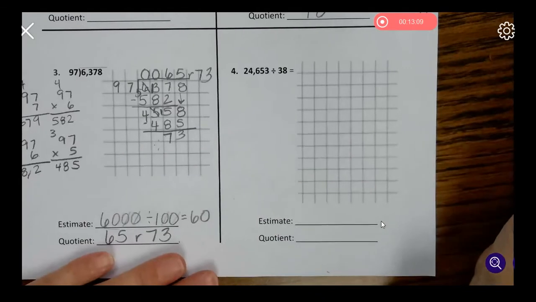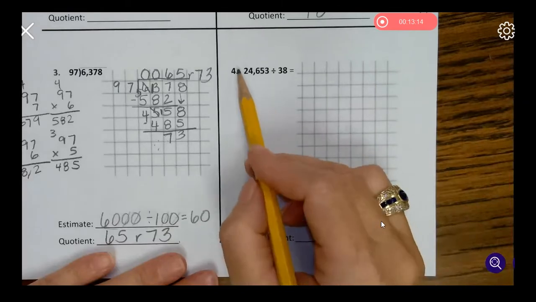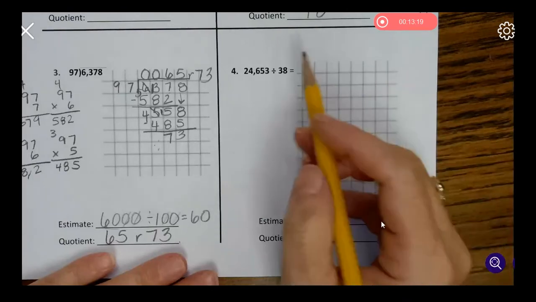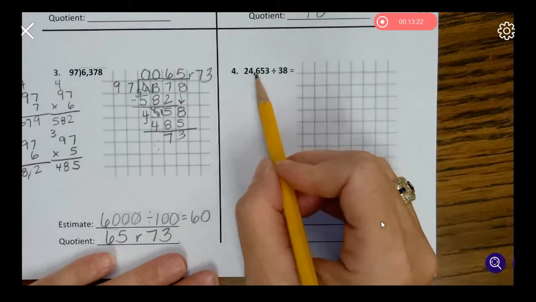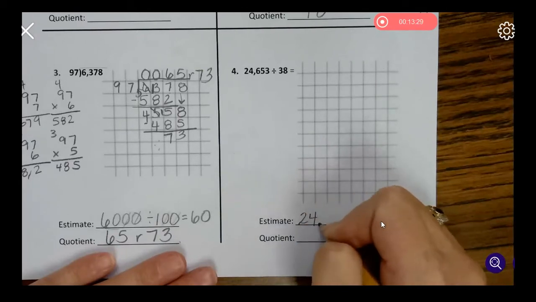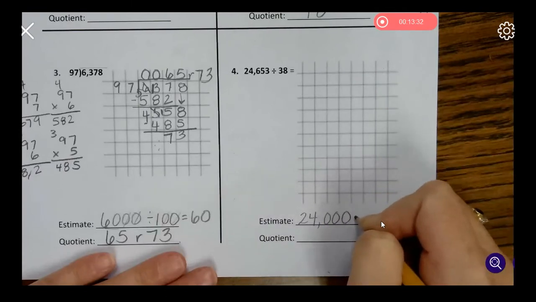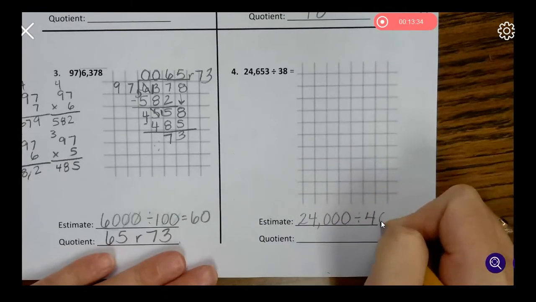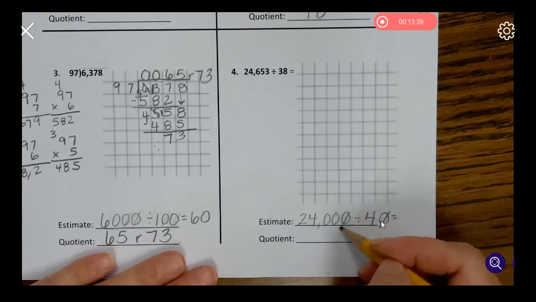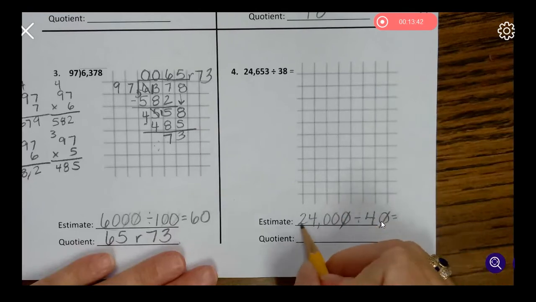All right, we have to estimate here. I'm going to make, geez, you know what? I'm tempted to keep this 20, but I'm going to use compatible numbers, okay? I'm going to make this 2,400 divided by 40, okay? Now I'm going to cross this one off, cross this one off. 4 goes into 24 6 times, 0, 0.